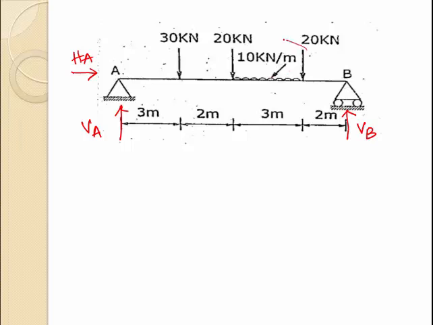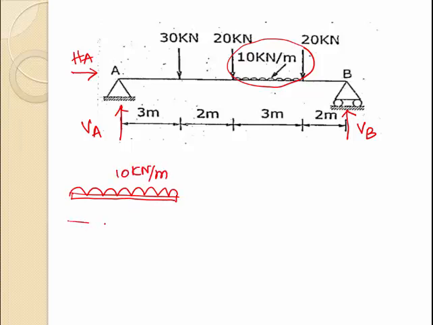Here the UDL of magnitude 10 kN per meter is acting over the length of 3 meter. So to draw the free body diagram, we have to convert this UDL into an equivalent point load.